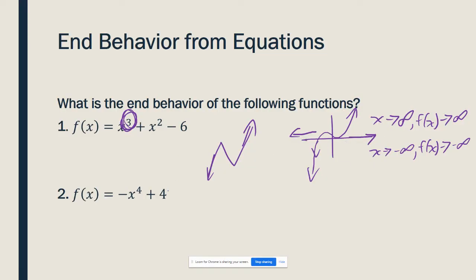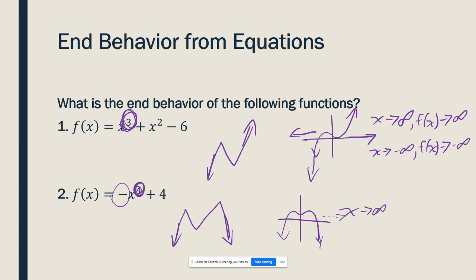Now let's look at number 2 here, negative x to the 4th plus 4. This is an even degree function, so I know it's going to end in the same direction where it starts, and since this is a negative coefficient, it's going to end off pointing down. Since it's even degree, it's also going to start off pointing down. Since this is degree 4, I'm going to have 4 little marks, so it's going to look something like an M. When I graph that, it's going to look like a little smooth M.